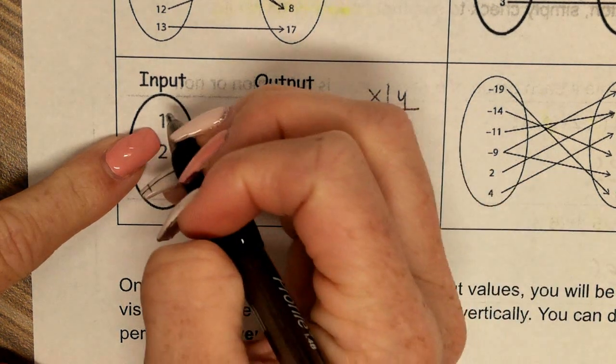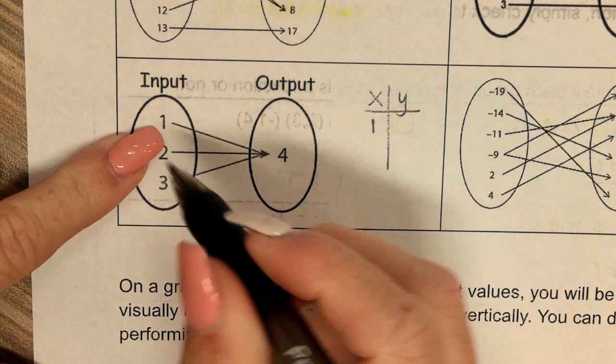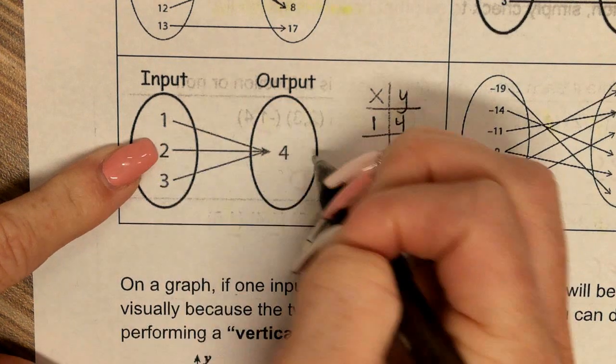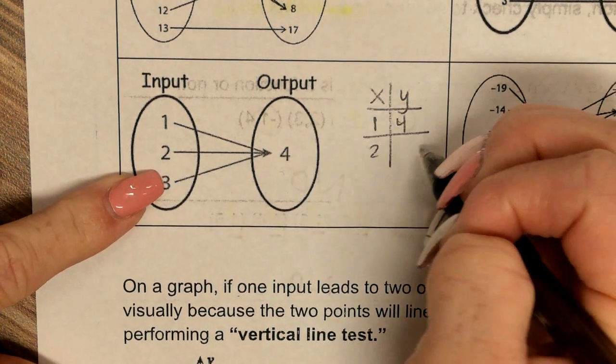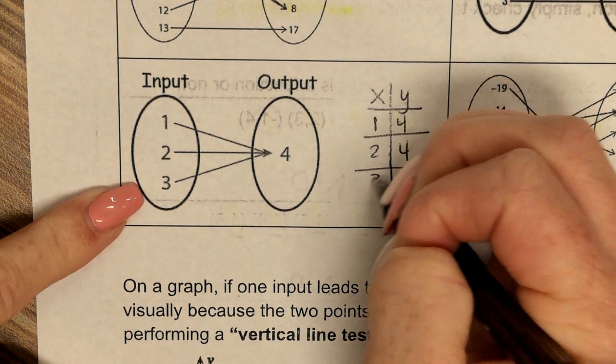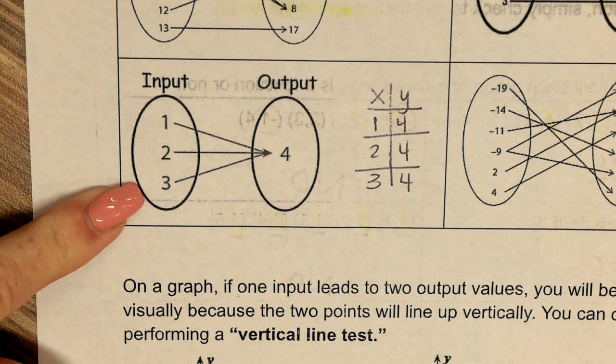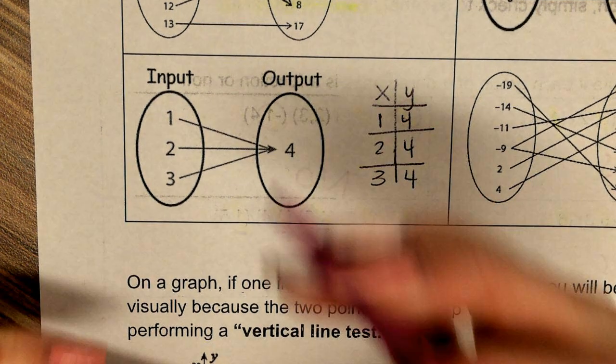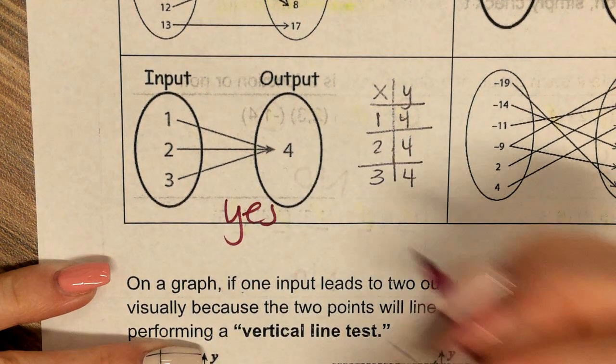And you would say, okay, when x is 1, what is y? What is it pointing to? 4. When x is 2, what is y? 4. When x is 3, what is y? So is this a function? Yes. Why? Because no x repeats itself. So yes, this is a function.